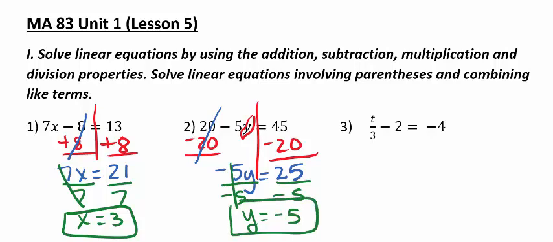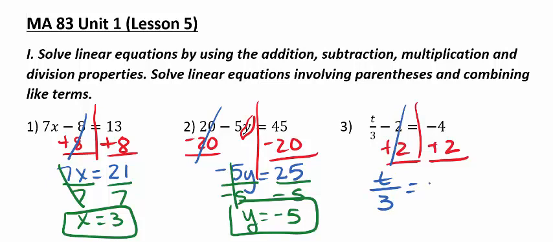And number 3, here are my two sides of the equation. First, I want to do any adding or subtracting, so I'm going to add 2 to both sides first. Our goal here is getting t by itself, so minus 2 plus 2 goes away, and I get t over 3 is equal to, and then negative 4 plus 2 is a negative 2.